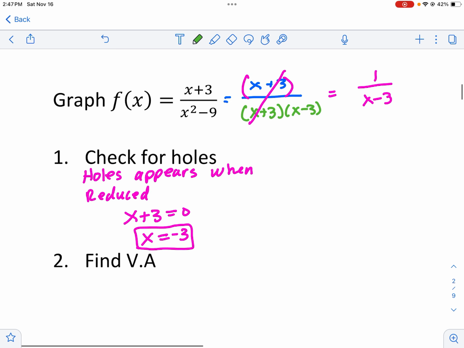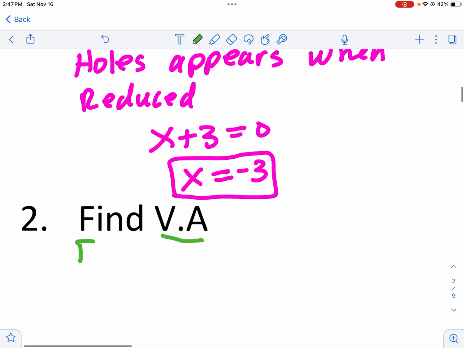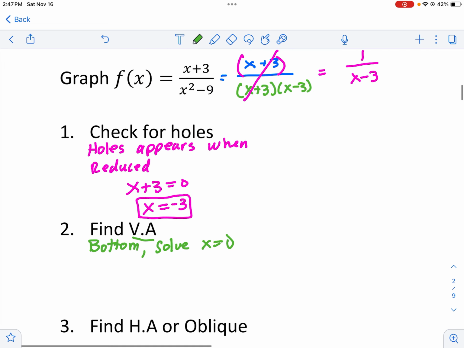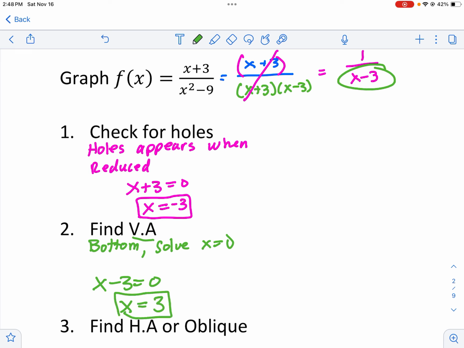Next is finding the vertical asymptote. The vertical asymptote is when you take the bottom and solve for x equals 0, or x does not equal 0, your choice. It's really the same thing. So I take the bottom, x minus 3, and say x minus 3 is equal to 0. So there's a vertical asymptote at x equals positive 3. This is my vertical asymptote.